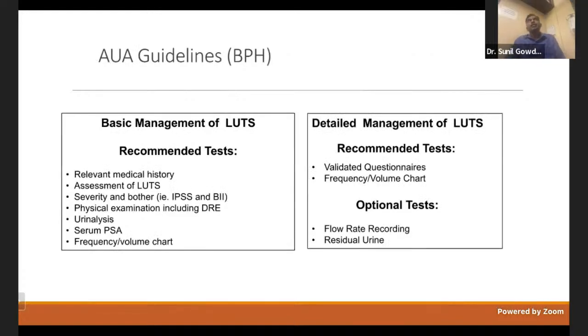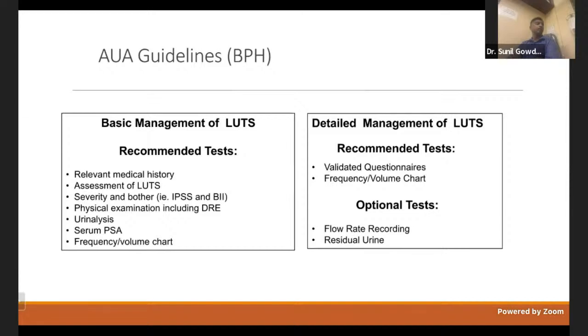Moving on to the management, what do the AUA guidelines say to us? We have basic management of LUTS and we have detailed management of LUTS. As I already told you, the important recommended test is a detailed relevant medical history. It's very important. As I told you, BPH is a disease of old age. Many of these patients with benign prostatic hyperplasia will have comorbidities or other neurological disease which may result in the development of lower tract symptoms.